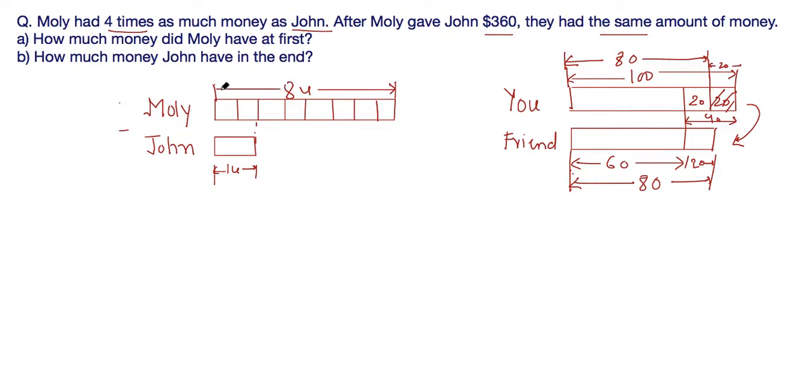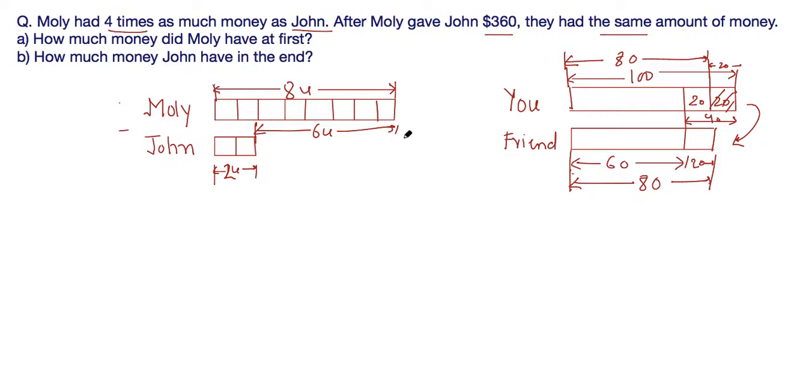And this is for Molly. And how about John? Obviously his 1 unit will also be divided into 2 parts. So now in place of 1 unit, it will become 2 units. Now John is 2 units and Molly is 6 units. So how much more is Molly as compared to John? Molly is 6 units more than John.